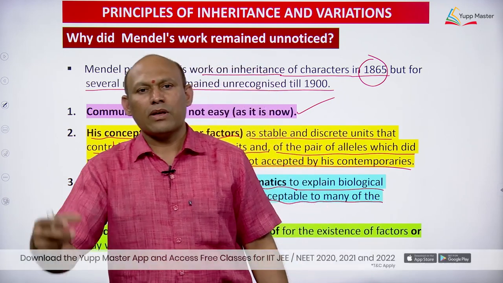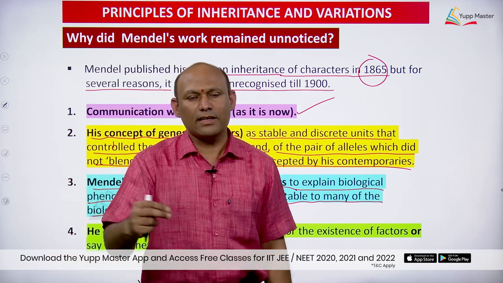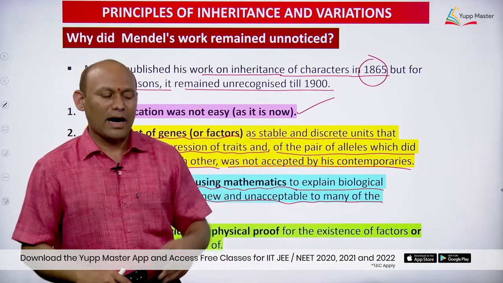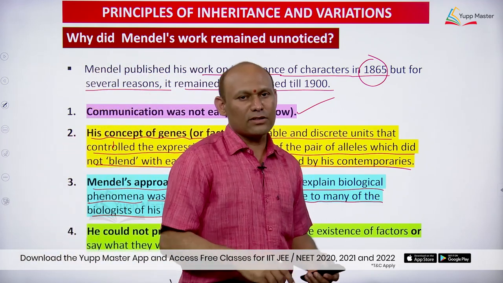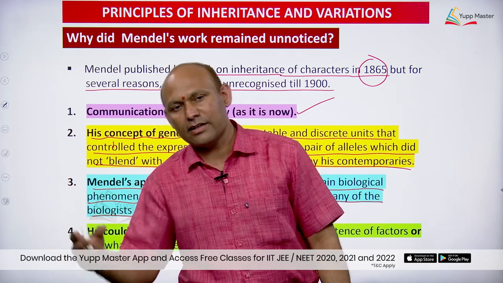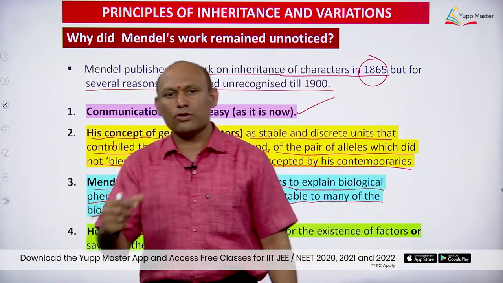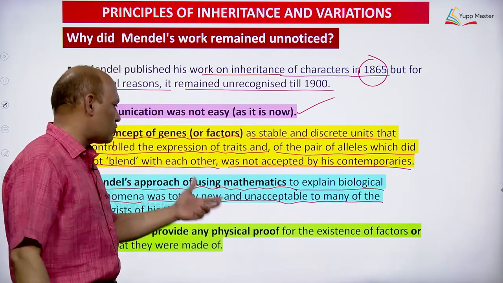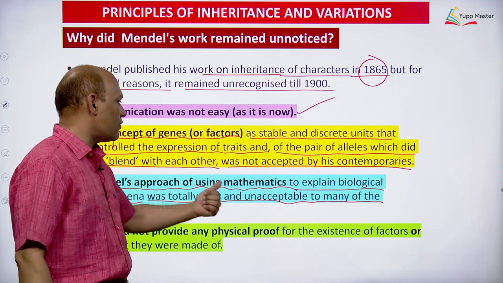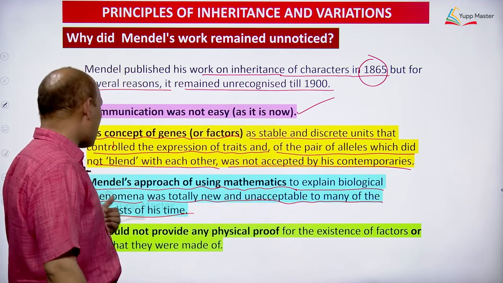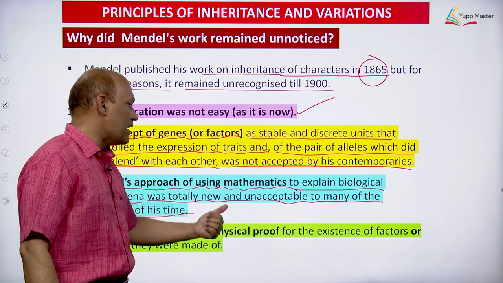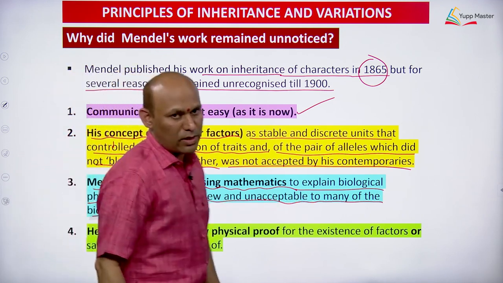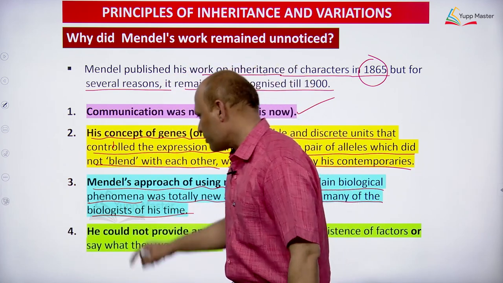And he used to give his results in ratios, like the 3:1 phenotypic ratio, as we have seen in monohybrid cross experiments, and the 1:2:1 genotypic ratio of monohybrid, right? This is something you need to understand. Mendel's approach of using mathematics to explain biological phenomena was totally new and unacceptable to many of the biologists of his time, dear students. This is also very, very important, you need to remember.